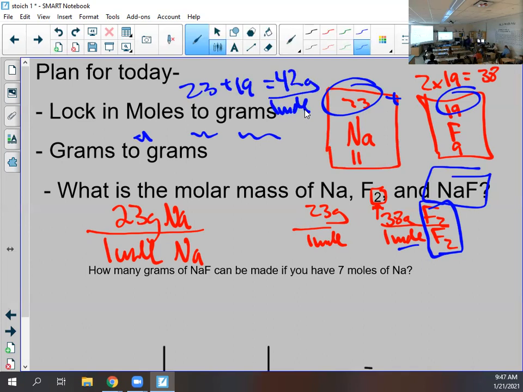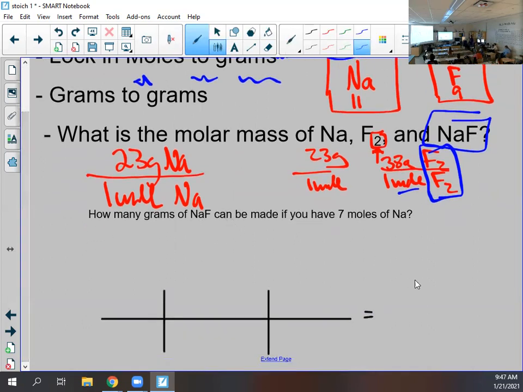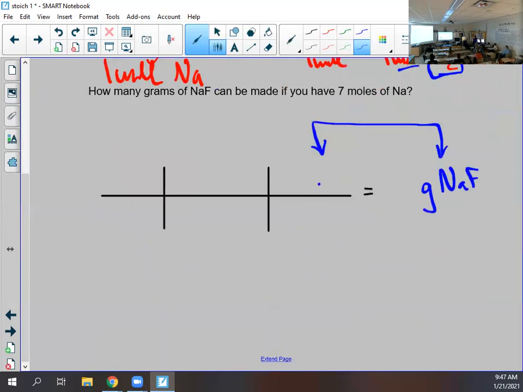Okay. Now, let's look at how we would do this problem. How many grams of NaF can be made if you have 7 moles of Na? Just watch. This is not in your homework. I'm going to do it a little bit different. It doesn't really matter. I'm going to start at the back first. If I know that my answer is grams of NaF, I know that the last part of the picket fence is also grams of NaF, because they always are the same thing.